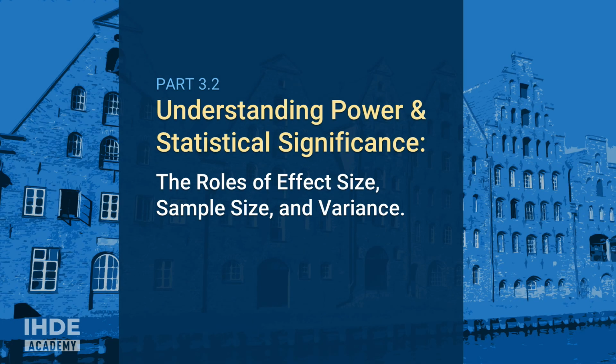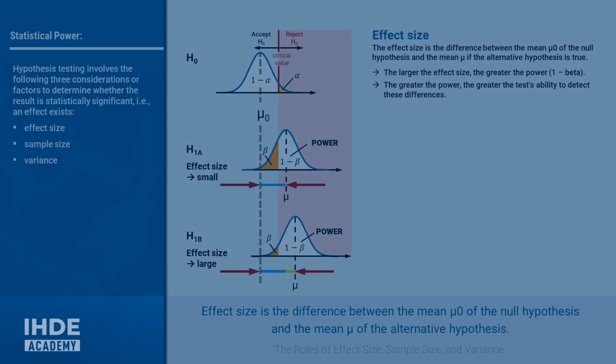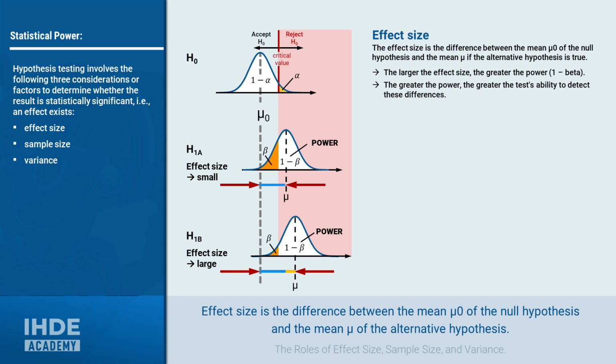Finally, a few basic considerations on statistical significance and statistical power or test strength. Namely, the question of what role the effect size, the sample size, and the variance play. In the case of hypothesis tests, the size of the expected change, that is, the effect size, must be included in the considerations. And this applies to both the evaluation and the design of the test.